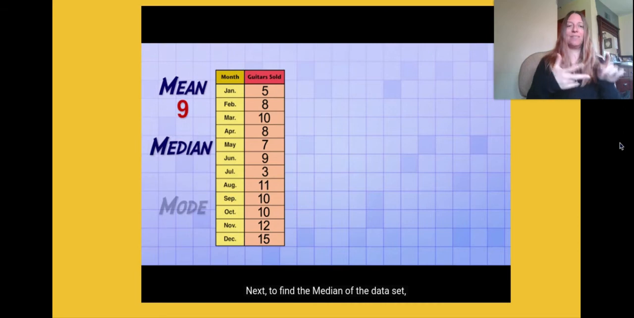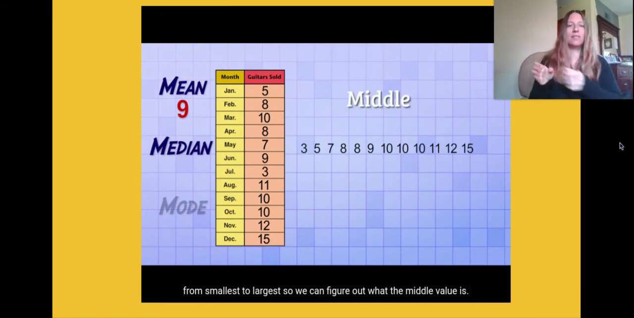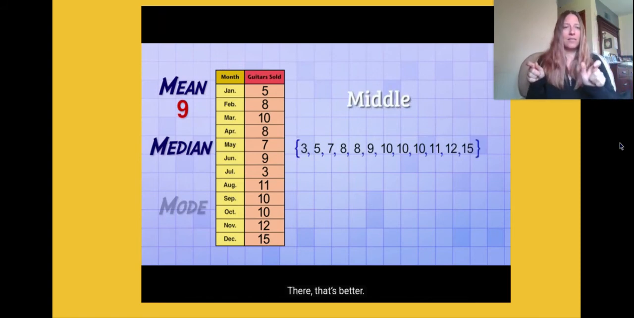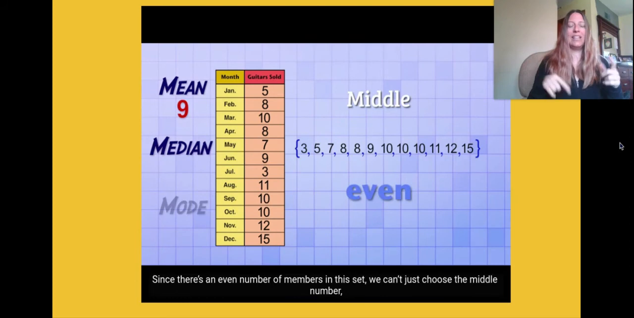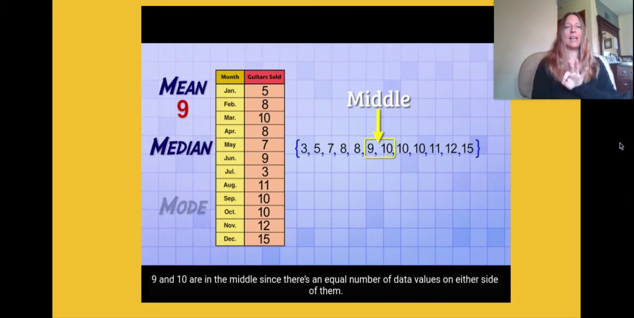Next, to find the median of the data set, we're going to have to rearrange the 12 data points in order from smallest to largest so we can figure out what the middle value is. There, that's better. Since there's an even number of members in this set, we can't just choose the middle number. So we're going to have to pick the middle 2 numbers and then find the mean of them. 9 and 10 are in the middle since there's an equal number of data values on either side of them.